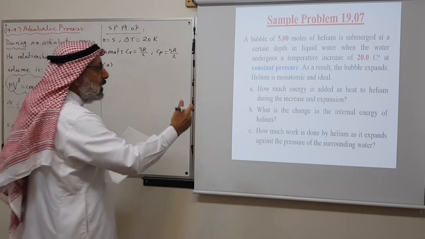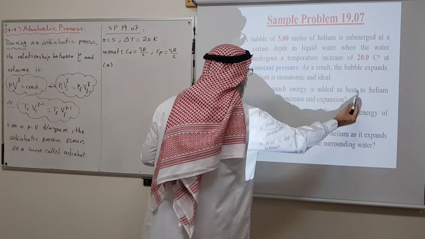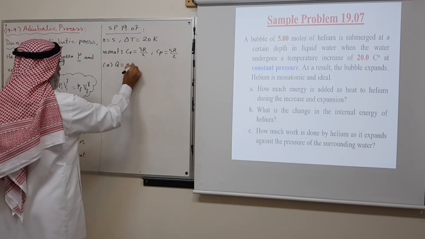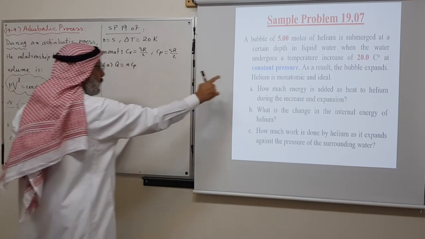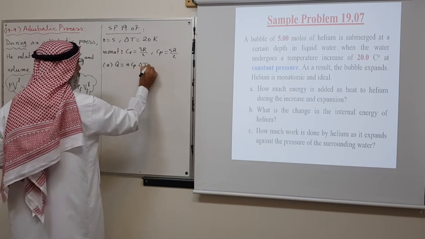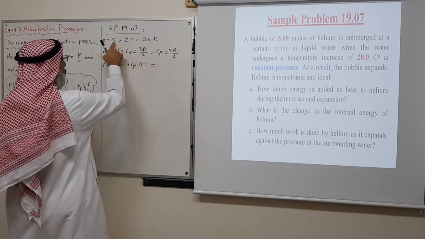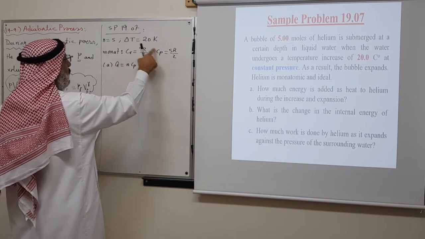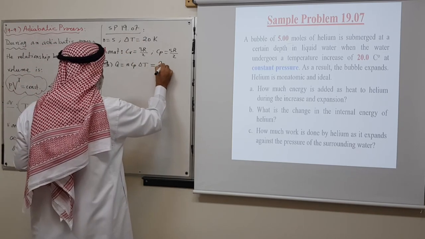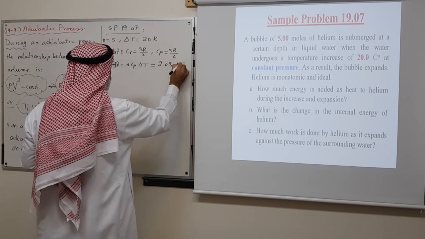Part A. How much energy is added as heat? What is Q? Well, this is an isobaric process, so it is N CP, constant pressure, CP multiplied by delta T. Okay, we have N, CP is there, delta T is there. Put in the numbers, you will find that this is 2.08 kilojoules.